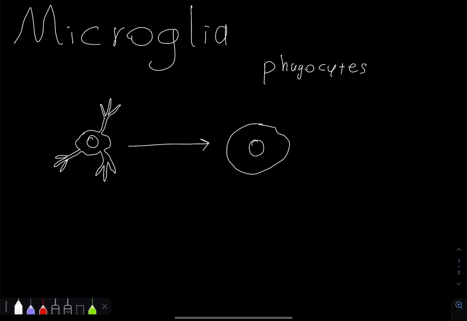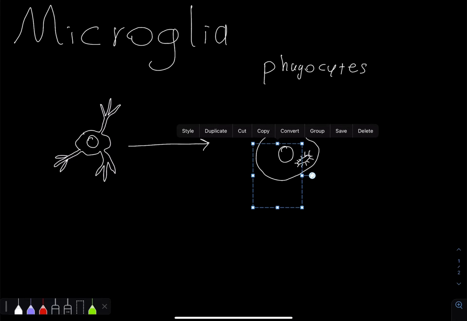So if there's a microorganism that comes in, this activated microglial cell would come in, and let's say this is a little bacteria that just invaded us. Let's just say it has little feathery extensions on it. It would come in and engulf the bacterial cell.